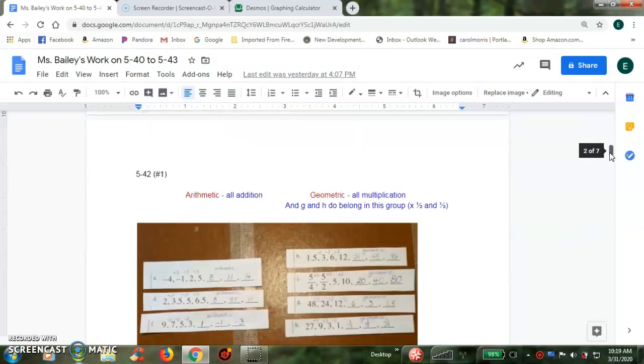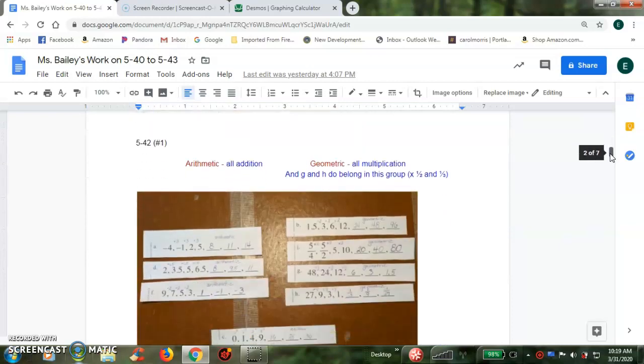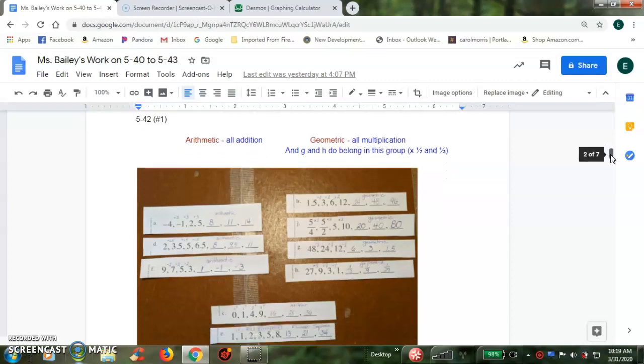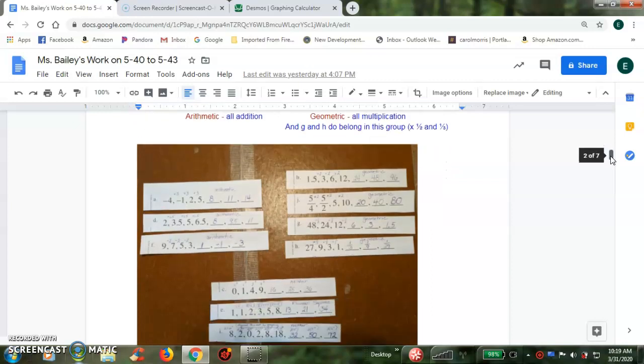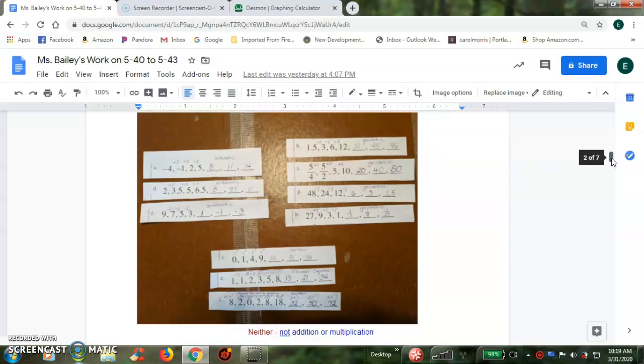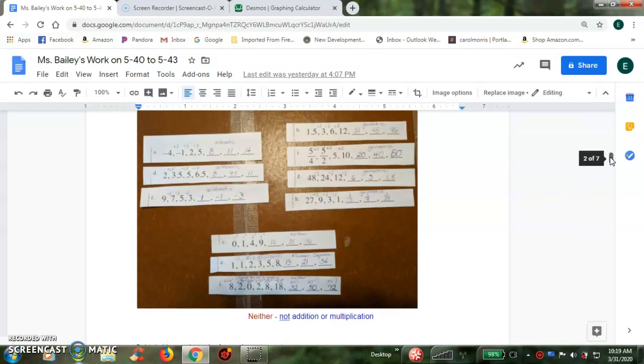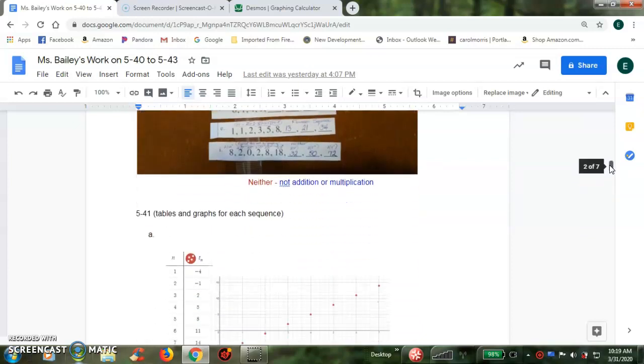All right, this would be 542, number 1. And these are the groupings I made. I made an arithmetic grouping, a geometric grouping, and one that is neither. Now you may have grouped yours differently. Don't worry about it. I'd actually be really interested to see that. If you group them differently, how did you do it? All right, now, last part.